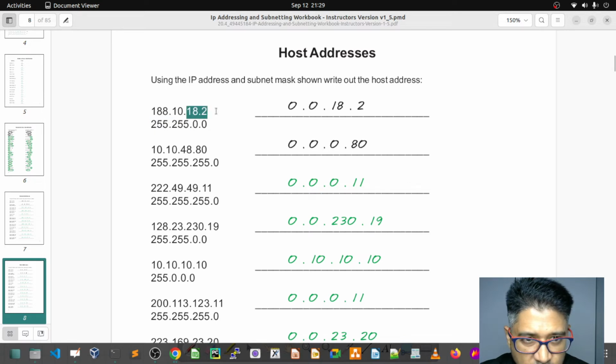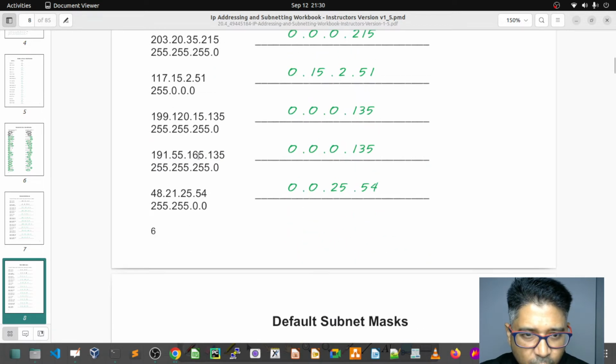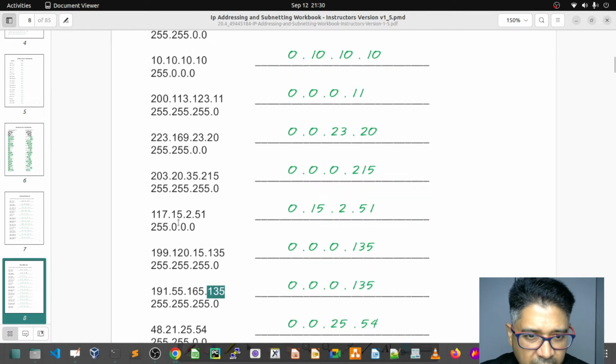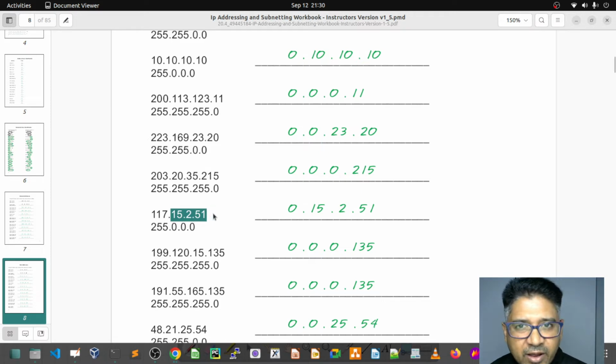Now in the host address, again by looking at this subnet mask, you have to identify your host. So these two are host. Same way here, if you see, the single one is my host. Here all three belong to my host. Clear, guys, till here? Yes, sir. Okay.